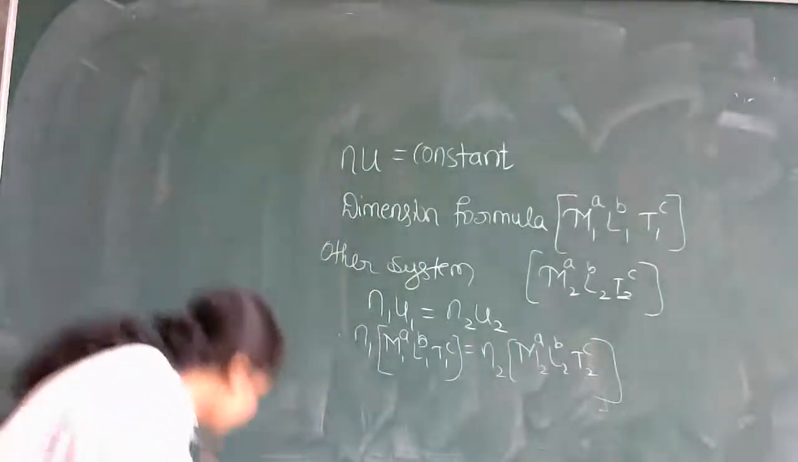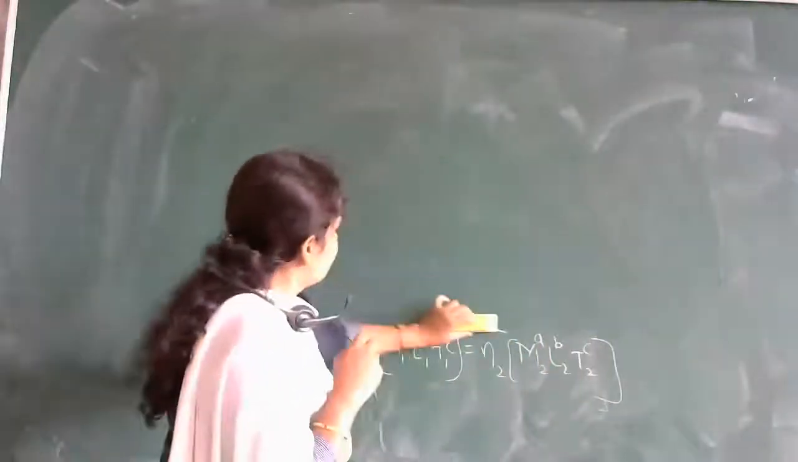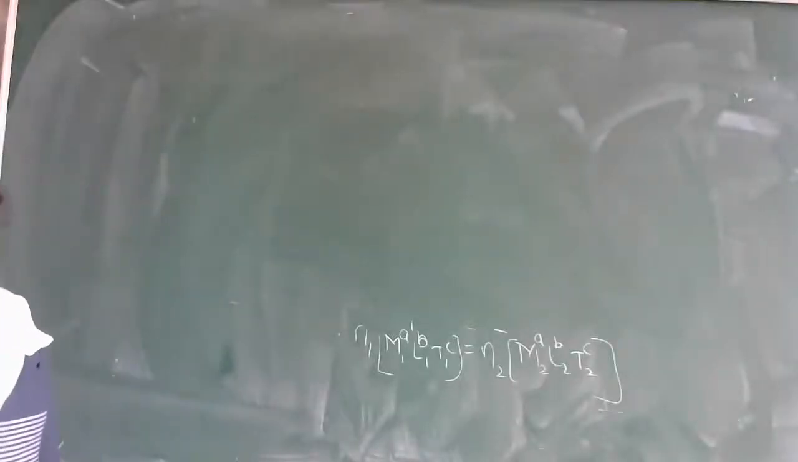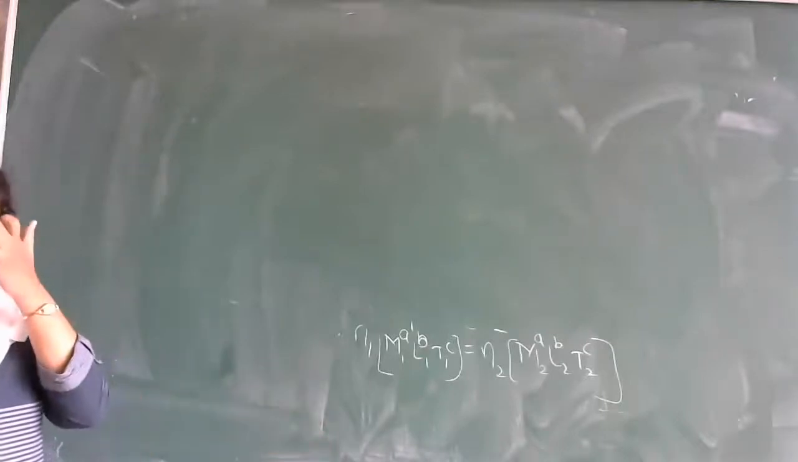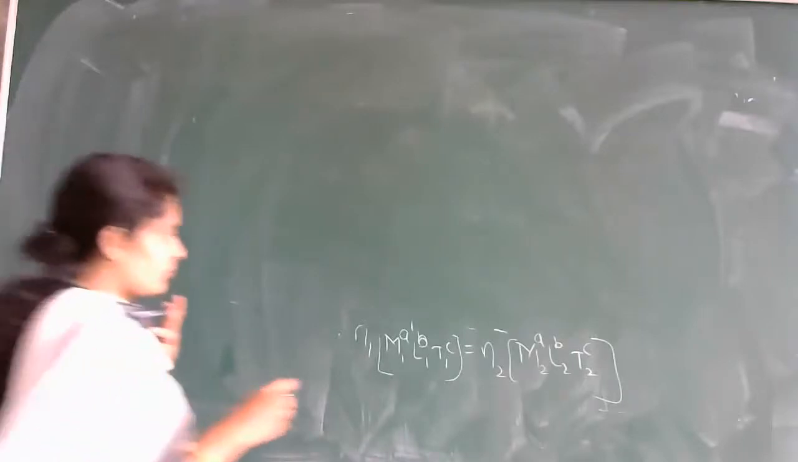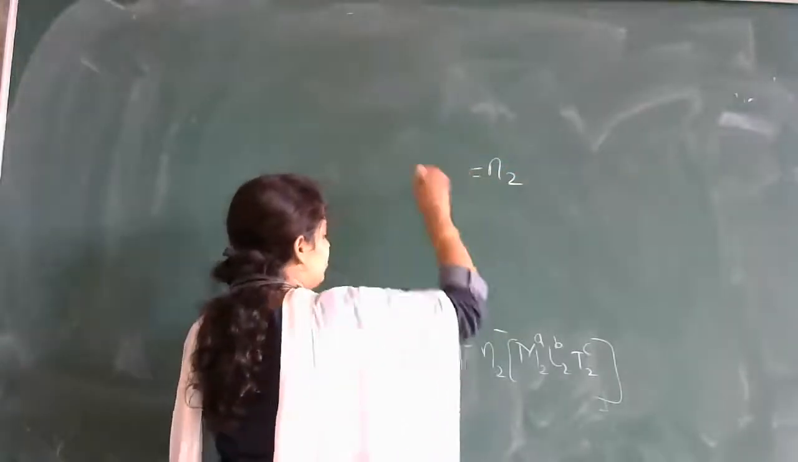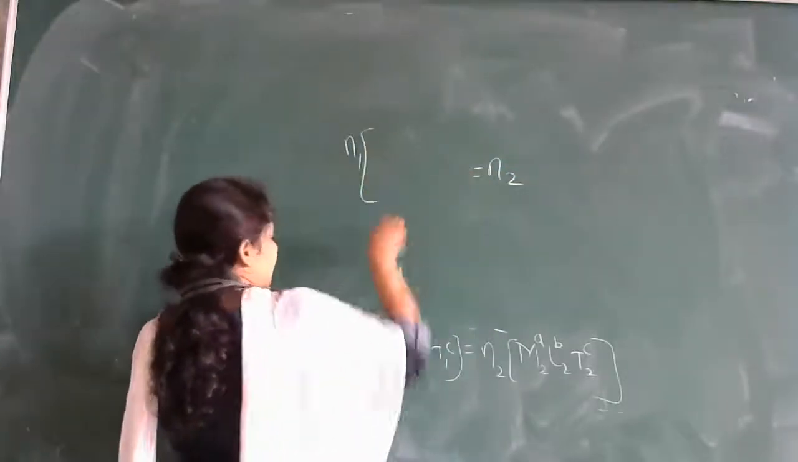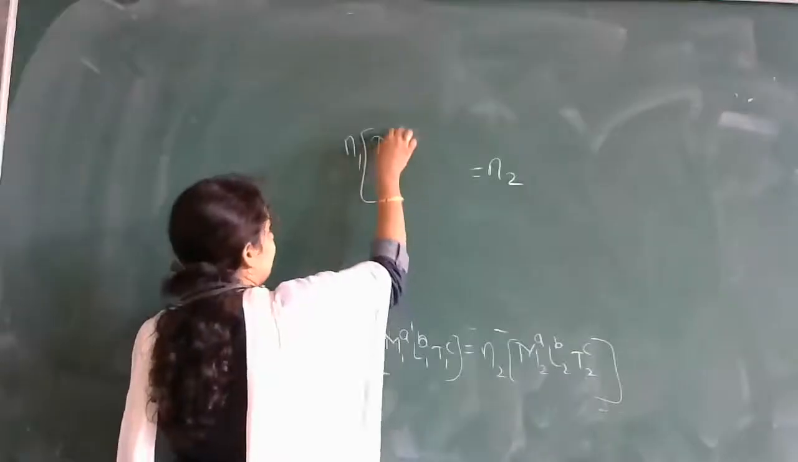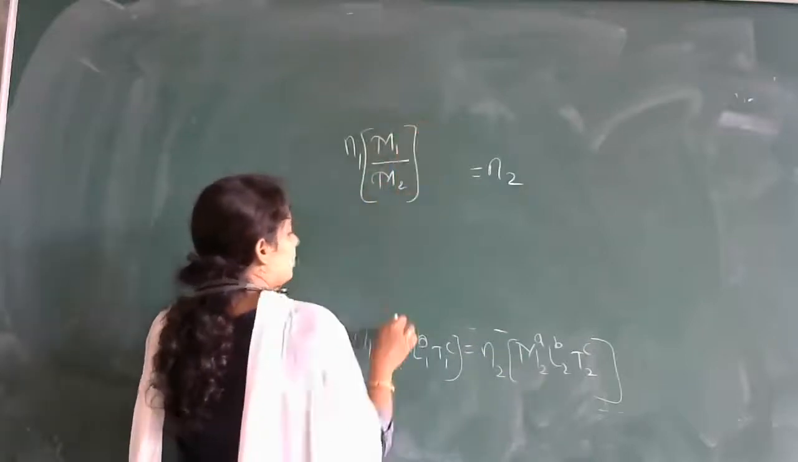I'll erase this part because this one I don't want. Therefore, I can write it as N1 is equal to, or you can take N2 is equal to also, anyhow you can write. So I can write it as N2 is equal to, anything you can take. So I'll write it as N2 is equal to what? N1 into bracket. See, here you have M1. So M1 divided by, here M2 is there, that will come in the denominator, to the power a.